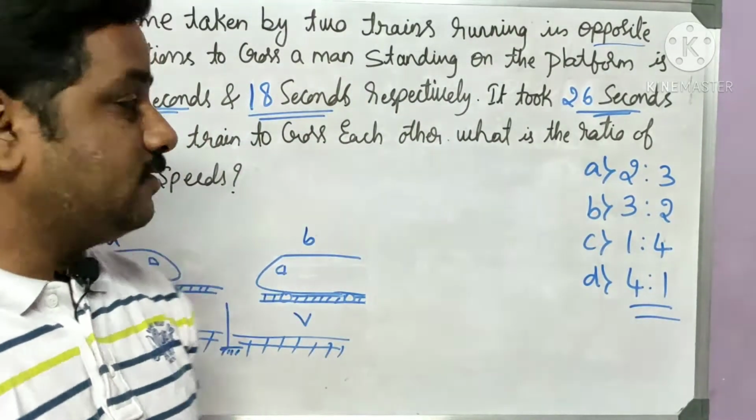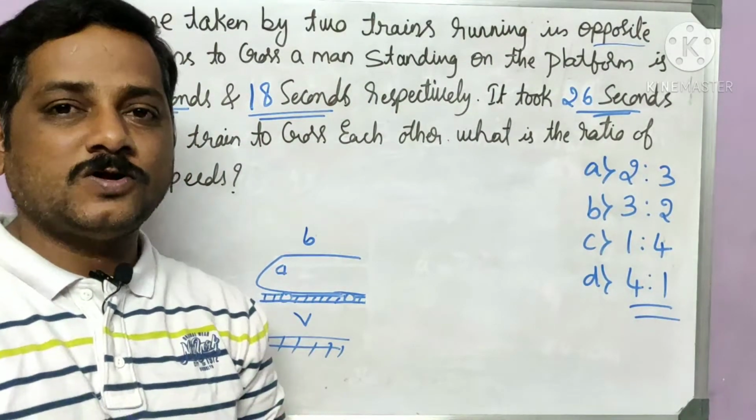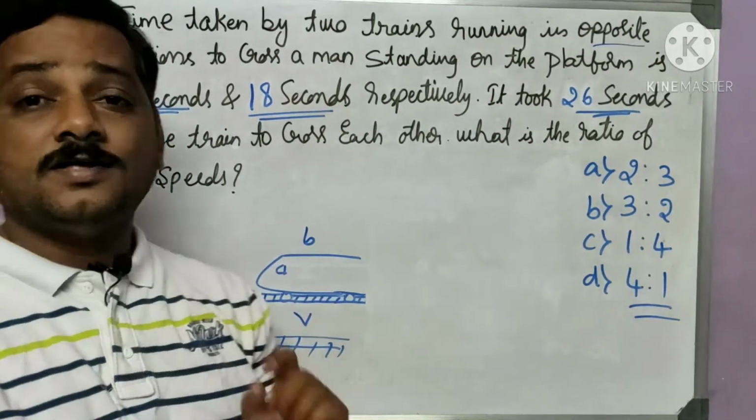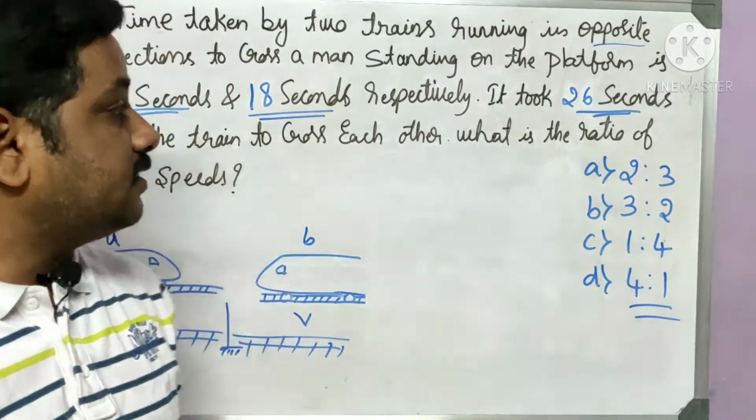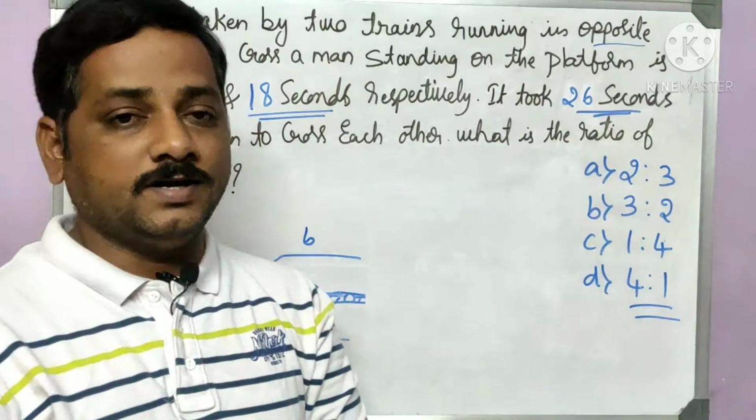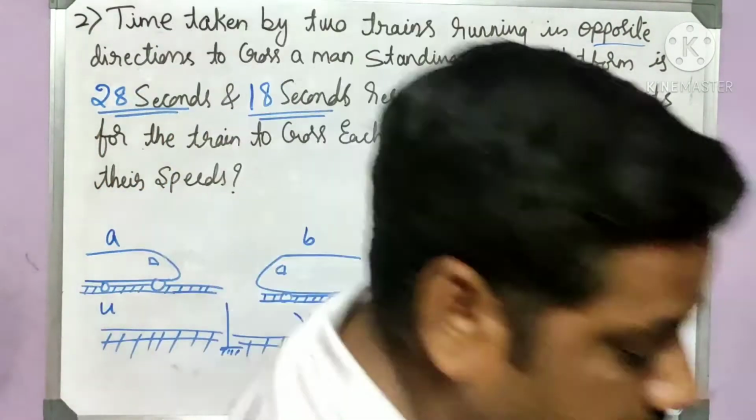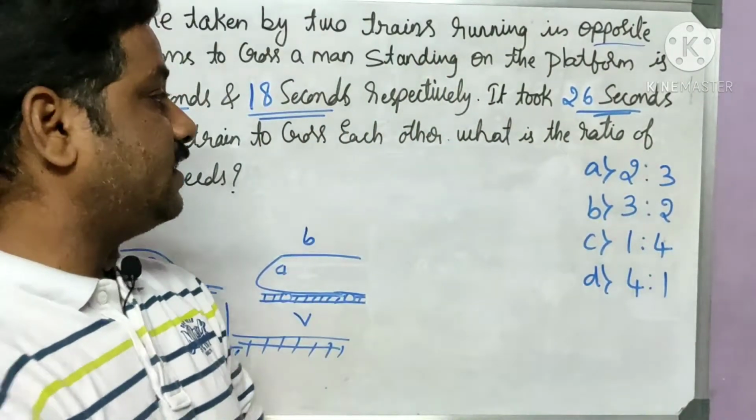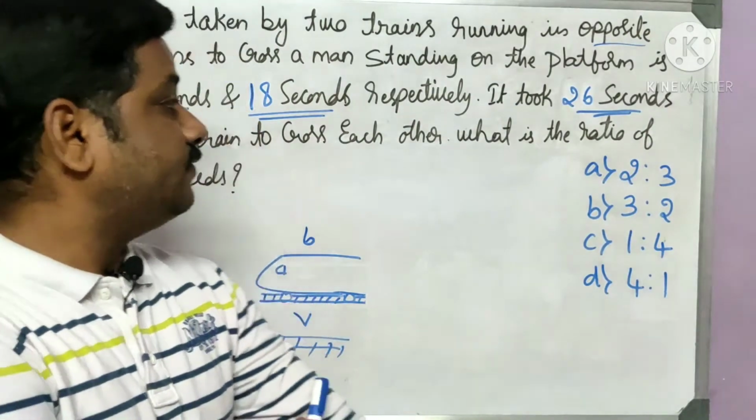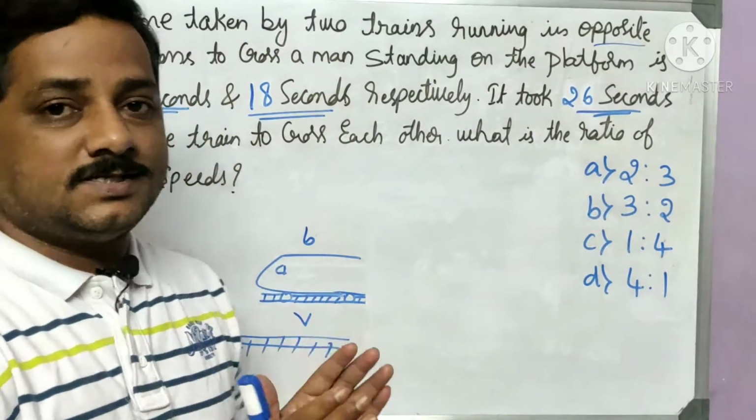Okay, so this is an interesting question because in this complete question, they have just given information regarding time and are asking you to find the ratio of speed, and these are the options provided here. Let's see what is the right answer. Before that, as I told you, let's understand the logic.